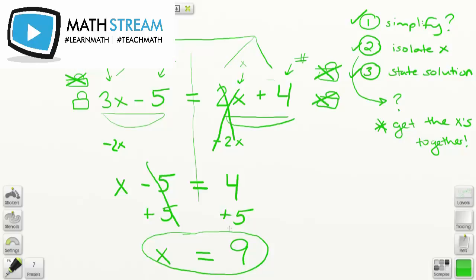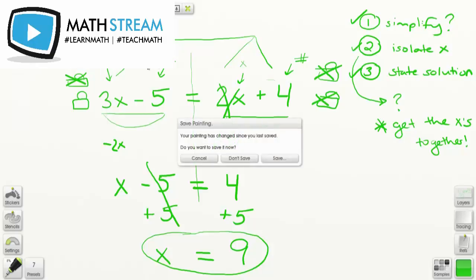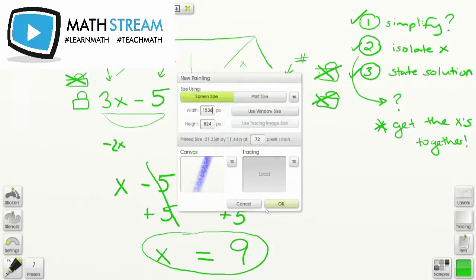I'm going to clear this off and rewrite it without all the scribbles so that we can look at it nice and clearly. I just want a new one. No, we don't need to save.